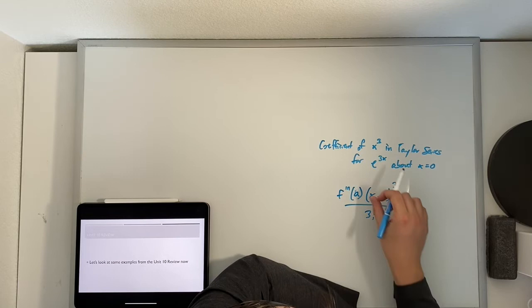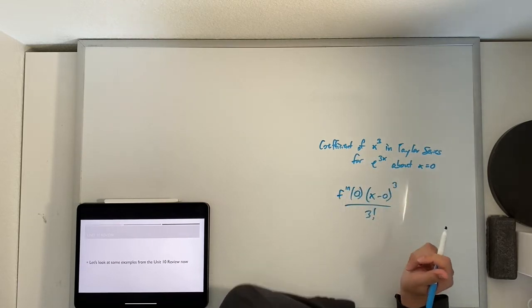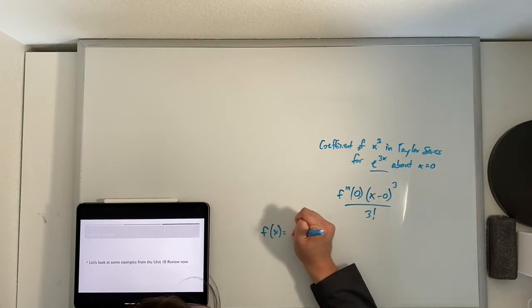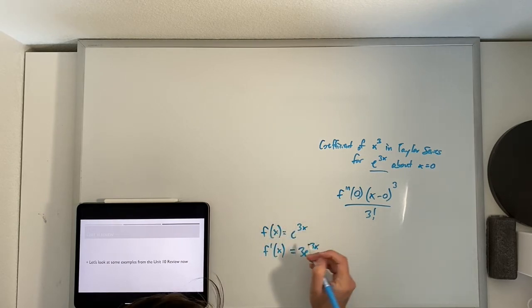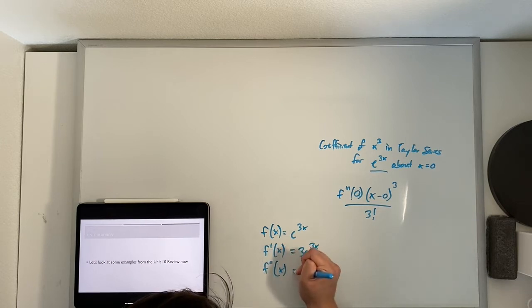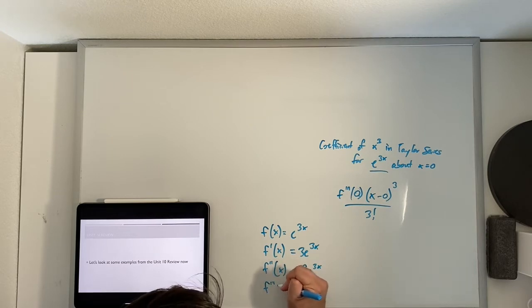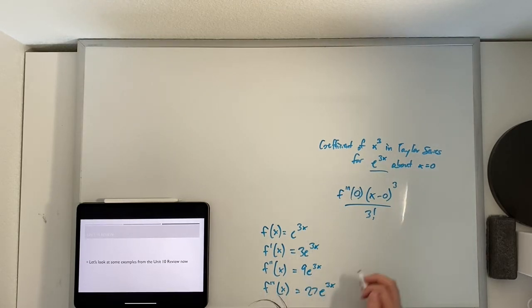Well, a in this case is 0, and we need f triple prime. So if this is f of x, then f prime equals 3 e to the 3x. F double prime equals 9 e to the 3x. F triple prime equals 27 e to the 3x. And that's just following from the chain rule. Plugging in 0, we get e to the 0, which is 1, so just 27.